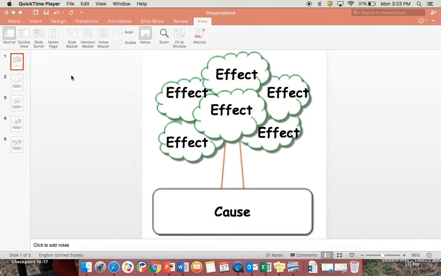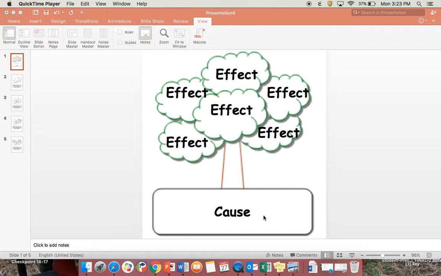Hello, in today's lesson we are going to be reviewing cause and effect, and we're also going to look at how some causes have multiple effects. So as you can see on the screen, I have a cause and effect tree, and this is one way that we can show a cause that can have many effects.